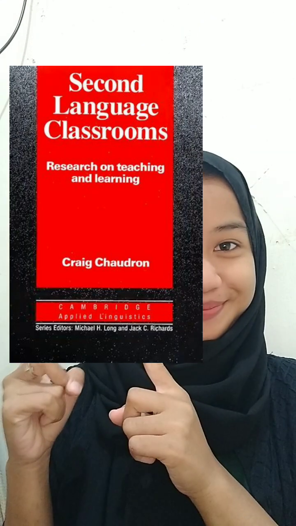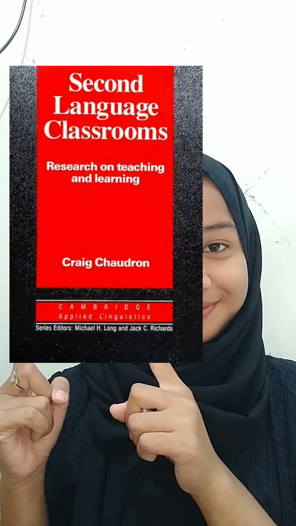The 7th chapter, or the last chapter, is about directions for research and teaching. It focuses on methodological issues, implications for research and teaching, and the value of second language instruction. So if you want to know, the cover of the book is this, and the table of contents of this book is this and this.